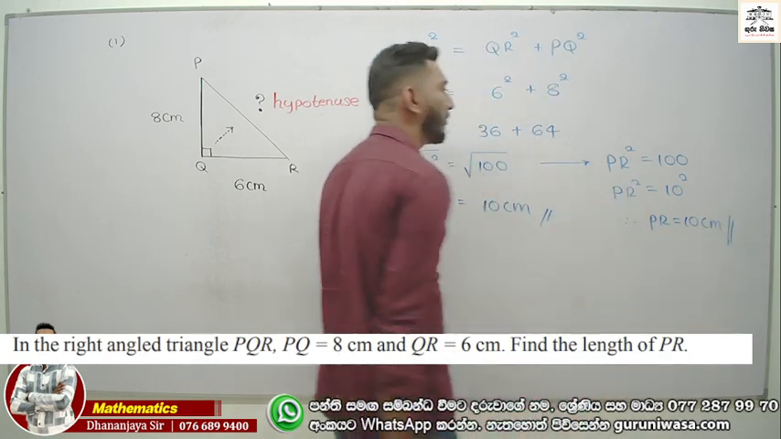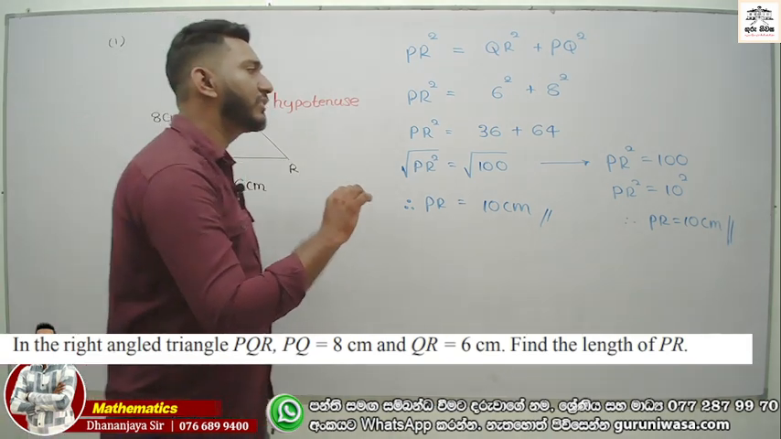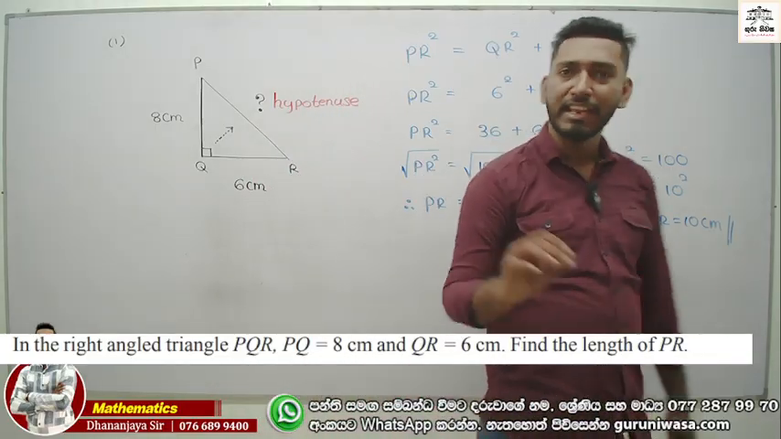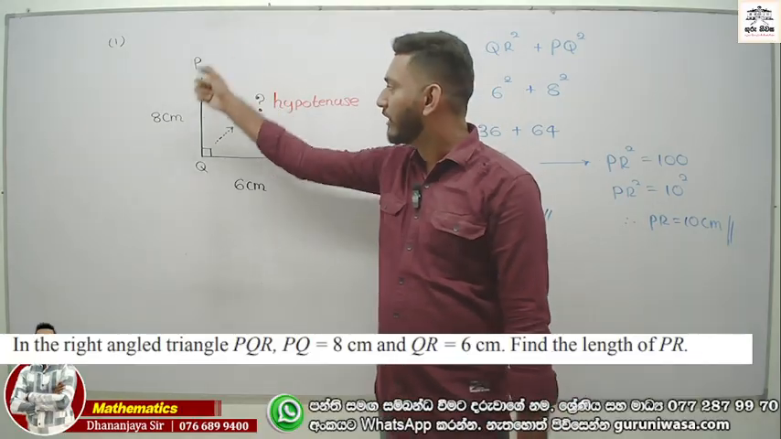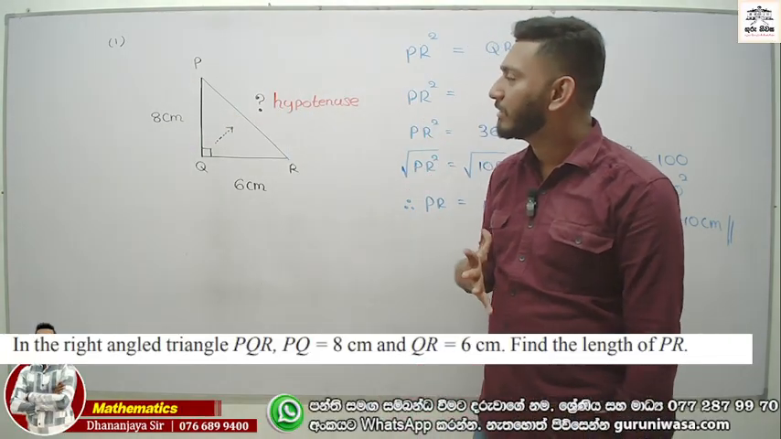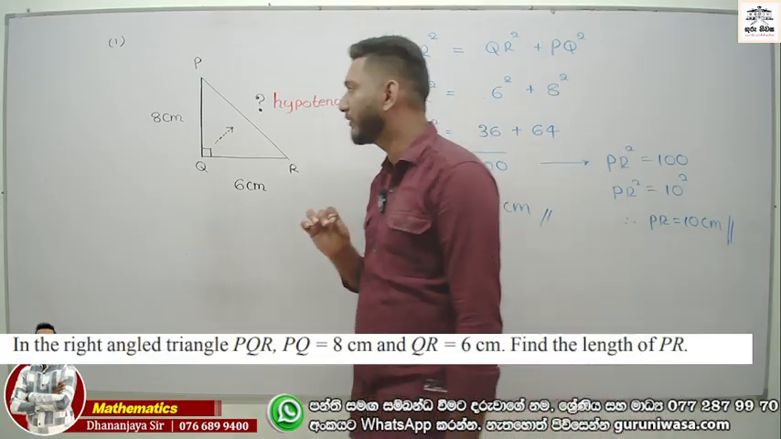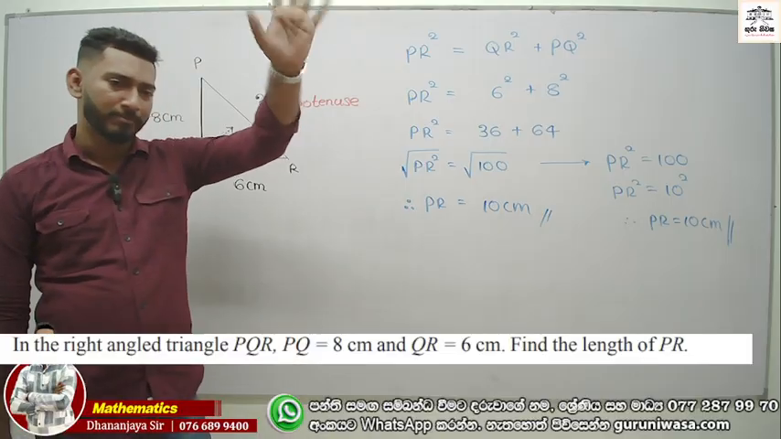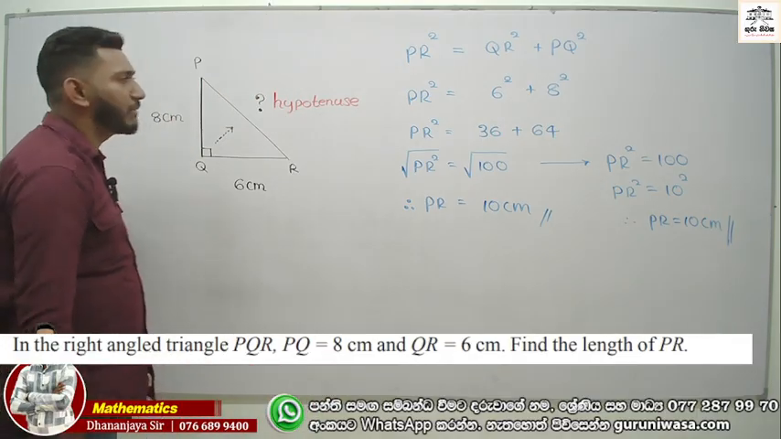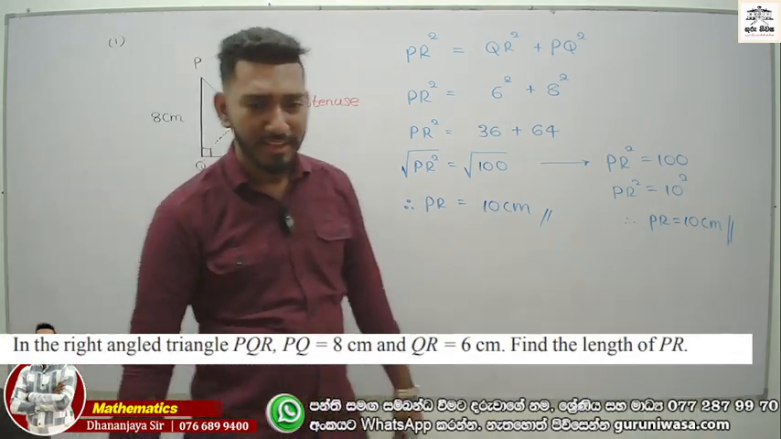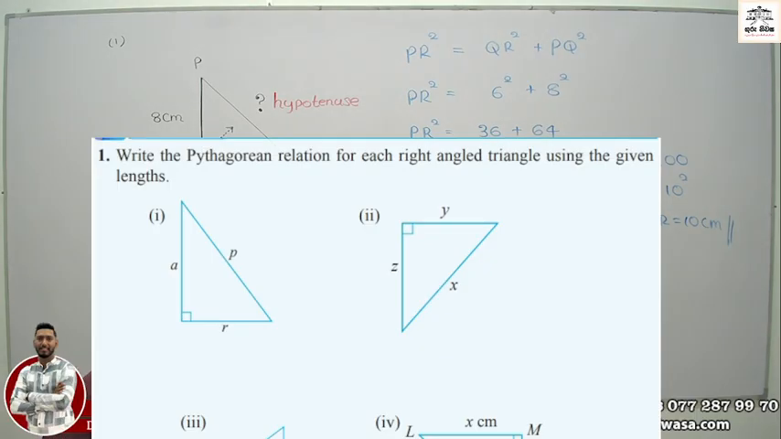This is how to use the theorem to find the lengths of the missing sides in right angle triangles, right? Yes, all good. Okay, right. Example number 1. Then you can find the answer for these questions also.